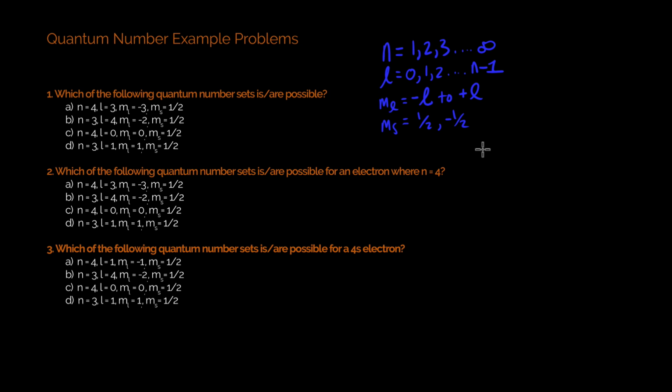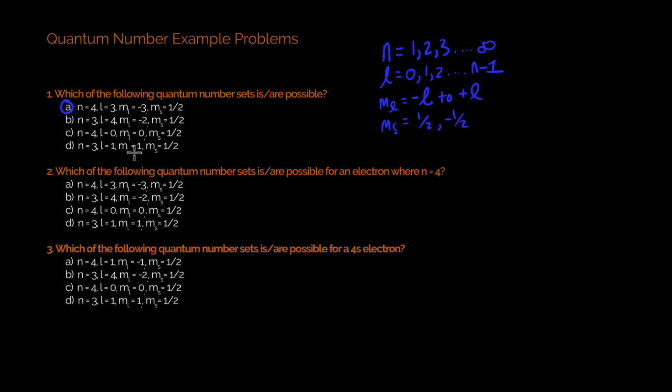So for question 1, we're just looking to follow these rules because we're not provided with any specific information. We're just looking at which of the following answer choices will follow the rules that I just wrote to the right. And so for A, we see that all those rules are followed. n is going to be your highest number. L is going to be less than n. M sub L is going to be within a range of -3 to +3. And then m sub s is 1/2. So that is going to be correct.